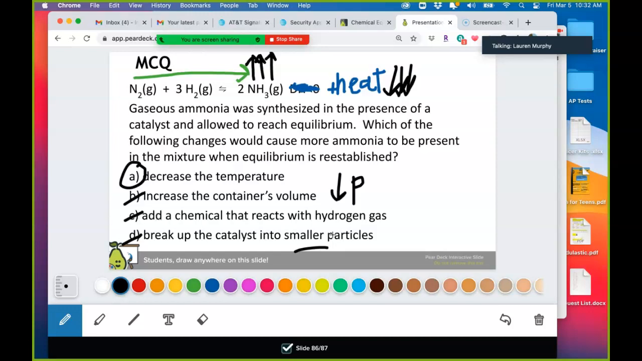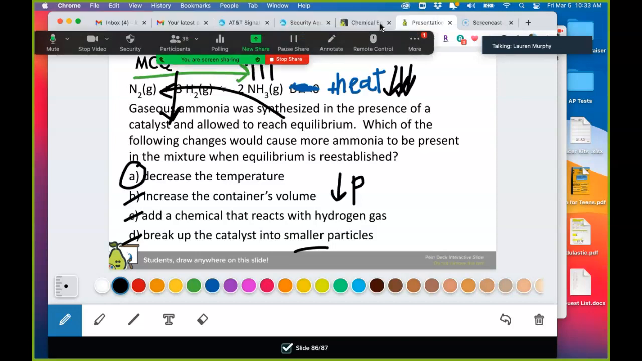Adding a chemical that will react with hydrogen gas would remove hydrogen gas, so it would shift back this direction to reestablish equilibrium. And then the catalyst with more surface area would just cause the reaction to get to equilibrium faster. Okay? Not necessarily make more product, just get there faster.